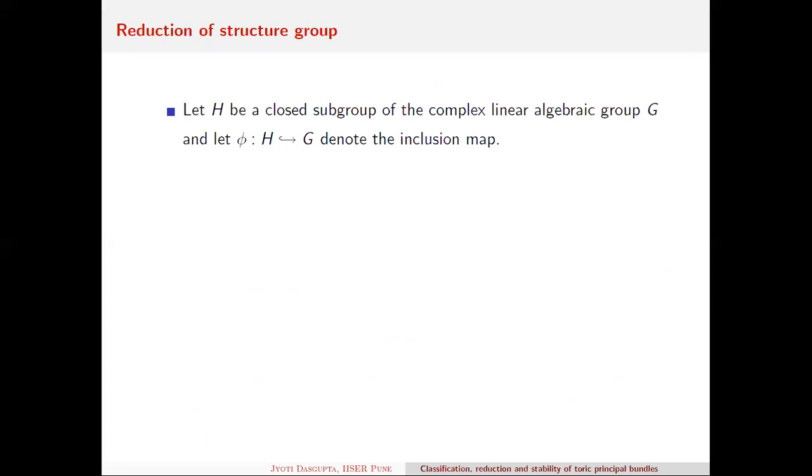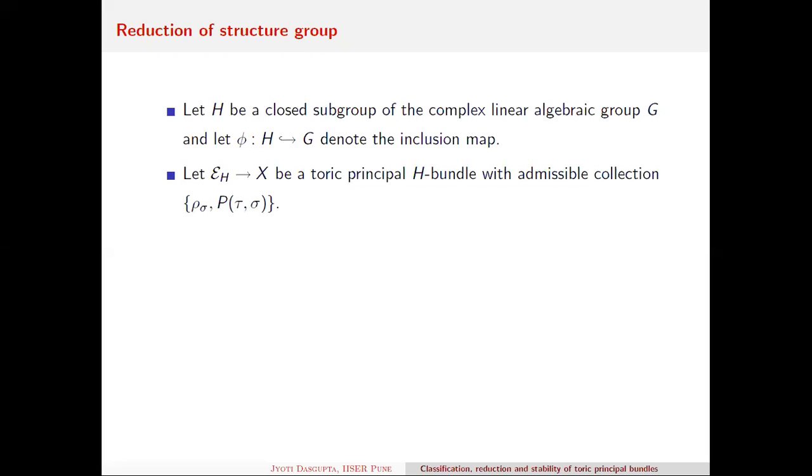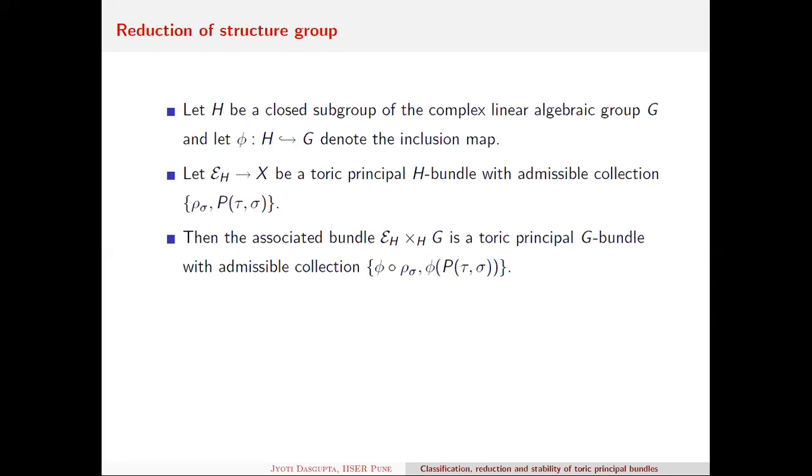Now we will again see a way to relate this automorphism group with the reduction of structure group. But first let us talk about equivariant reduction of structure group. So we have a closed subgroup H of the complex linear algebraic group G, and we denote the inclusion map from H to G by phi. Then if we have a toric principal H bundle EH over X with the admissible collection rho sigma, p tau sigma, we can do the associated bundle construction. So we end up with the associated principal G bundle EH cross G over H, and this bundle has admissible collection phi composed with rho sigma, phi of p tau sigma.